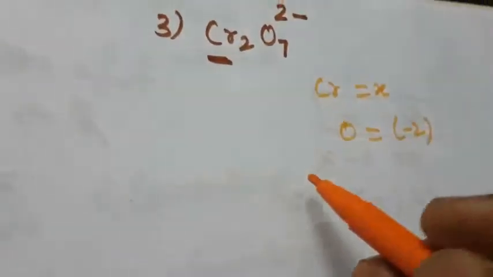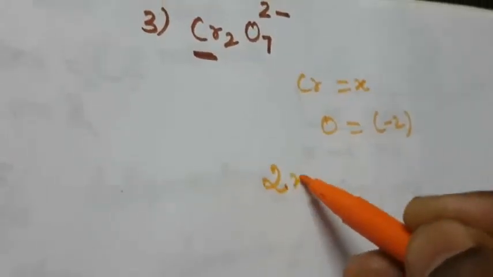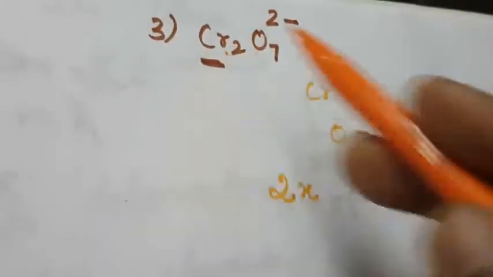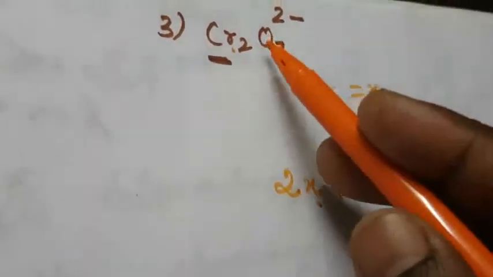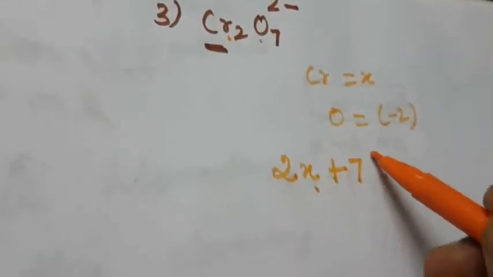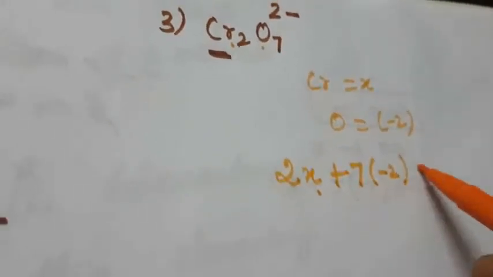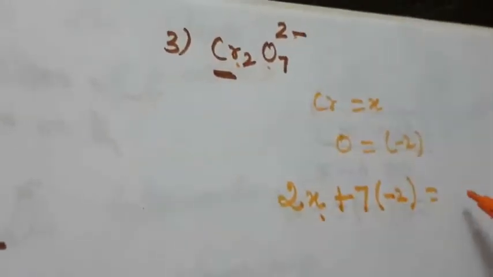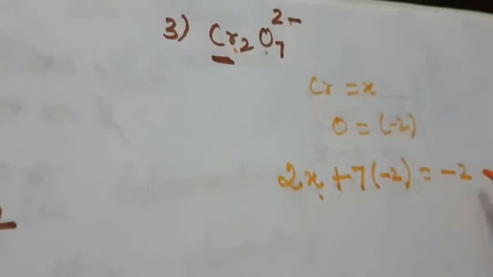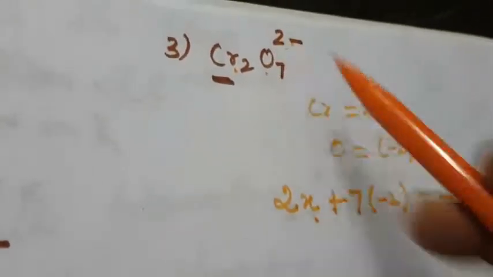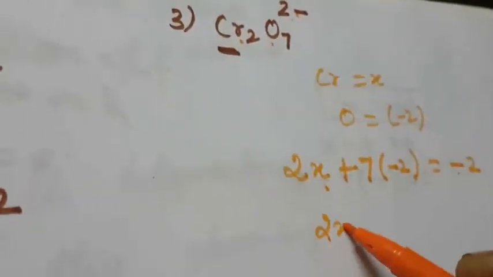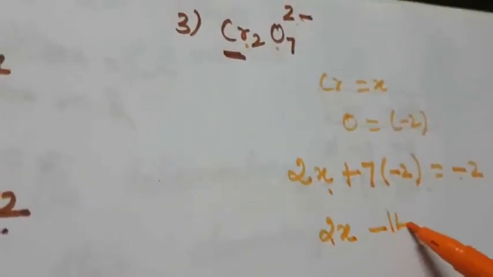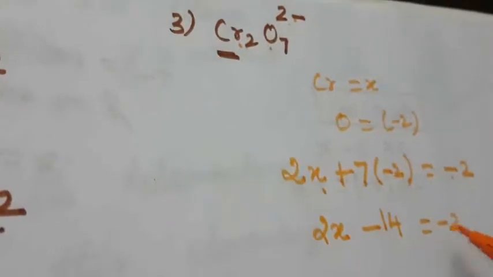So how many chromium is there? 2X, right? 2 molecules of chromium are there. I am writing 2X plus, how many molecules of oxygen are there? That is 7 molecules. 7 minus 2 equal to, here a 2 minus charge is there, equal to minus 2. Don't forget that. The charge will be equal to that charge, right? So now you can calculate: 2x minus 14 equal to minus 2.